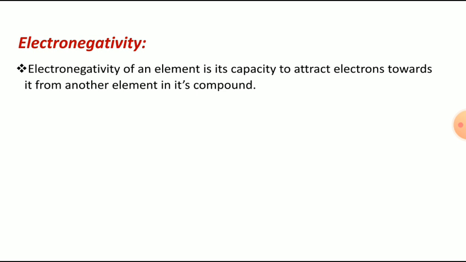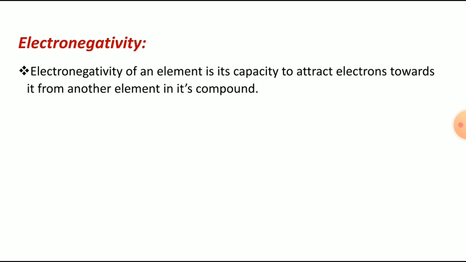First of all, what is meant by electronegativity? The electronegativity of an element is its capacity to attract electrons towards it from other elements in its compound. That means in any compound, each element has a special capacity to attract electrons towards itself from the other element. That is what we call electronegativity.